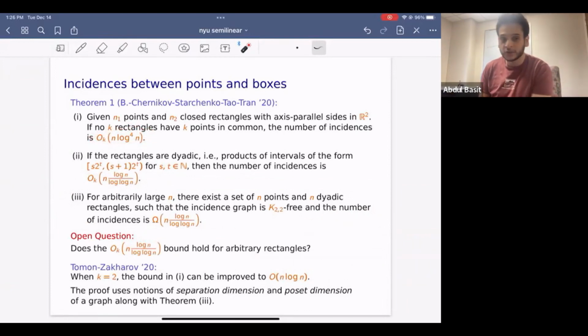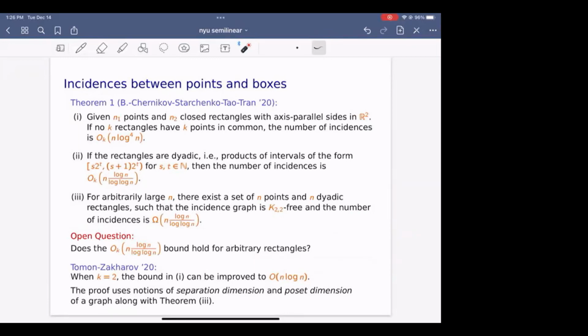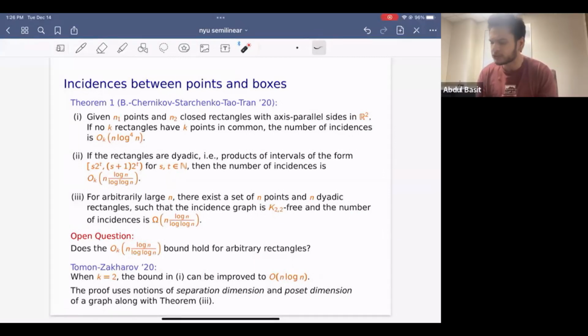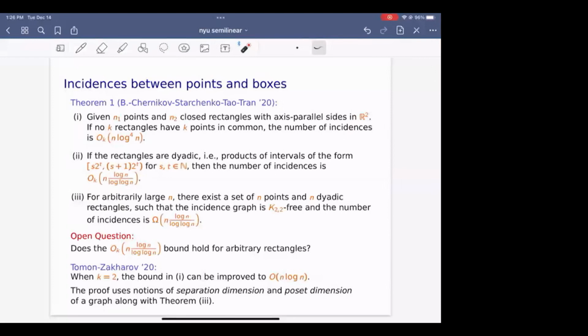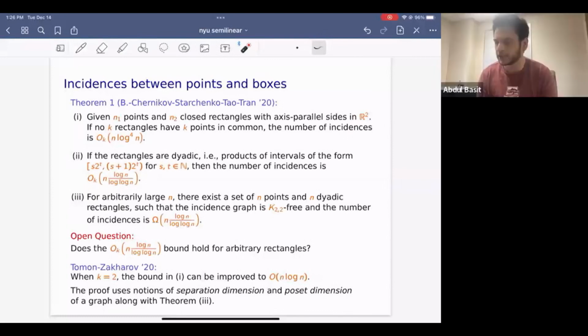For the case k equals 2, I suspect you should be able to improve it for every k, but I don't know how to do that. So is this dyadic result just because you're removing a number of parameters needed to describe the rectangle? No, the dyadic result follows from a completely different argument. And I think you should get the same bound in general. So I don't expect it to be special.